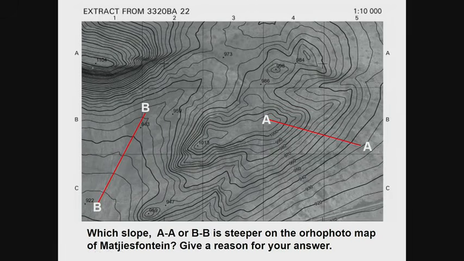Here's a question for you. This extract is from the orthophoto map of Maatjiesfontein. Oh, I pick up a spelling mistake, the orthophoto map of Maatjiesfontein. Let's look at these two slopes. To the right, we've got slope A. To the left, we have slope B. Very simple question. Which slope is steeper? And give a reason for your answer.